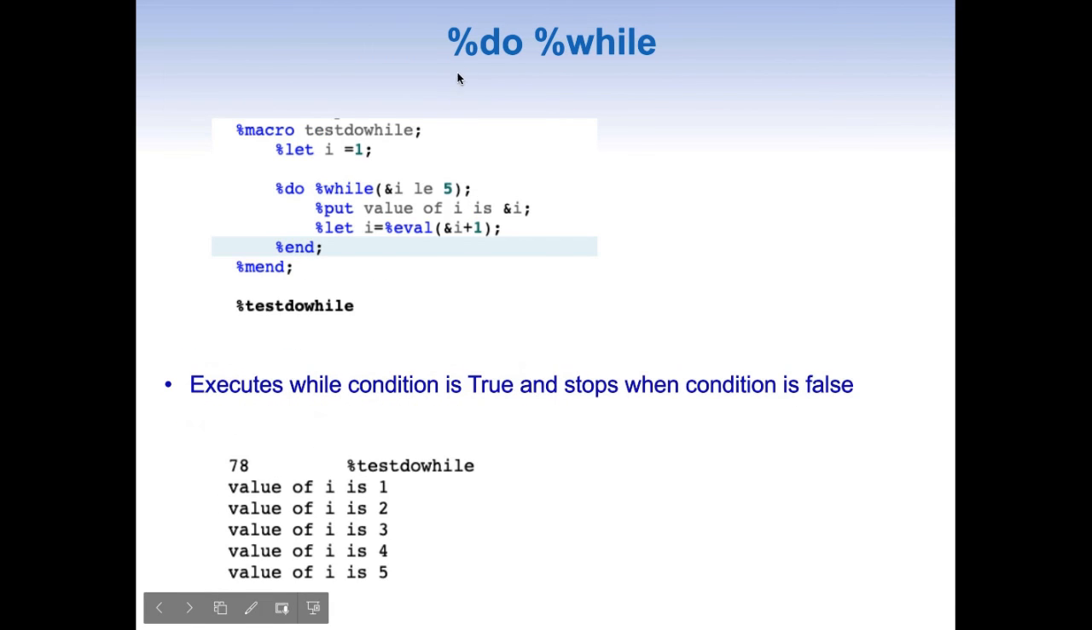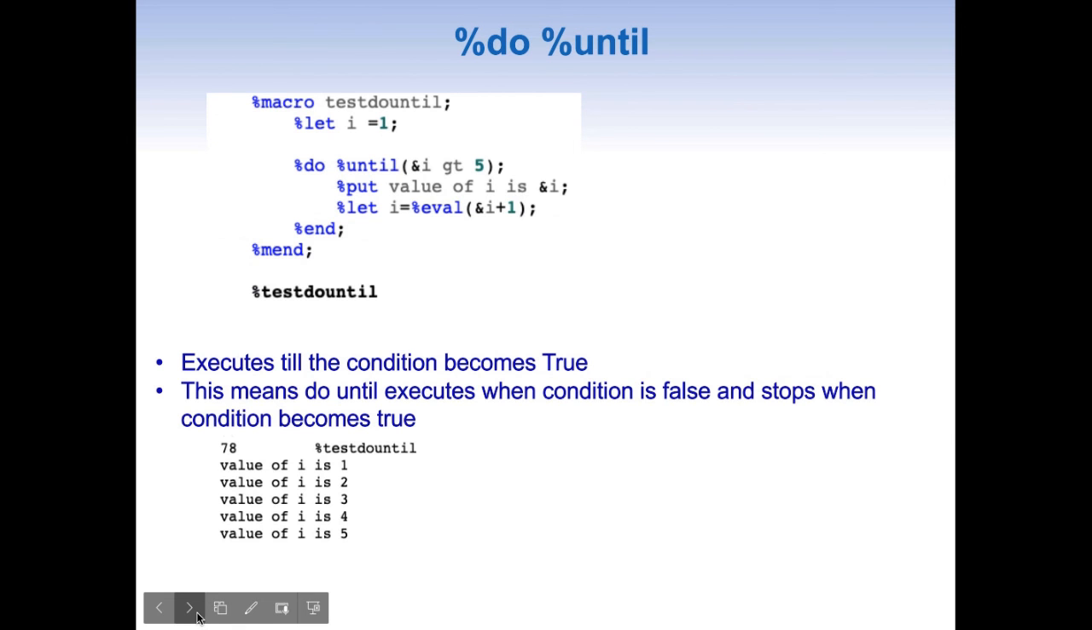Whereas in the case of %do %while, it checks on the top. If the condition is not true, it will no longer go in the loop. These are some differences between %do %while and %do %until. And here in the %do %until, the condition may not be related to numbers, it could be again anything.